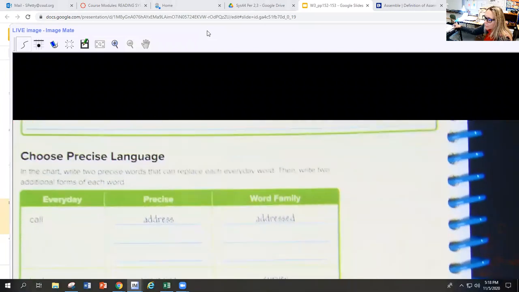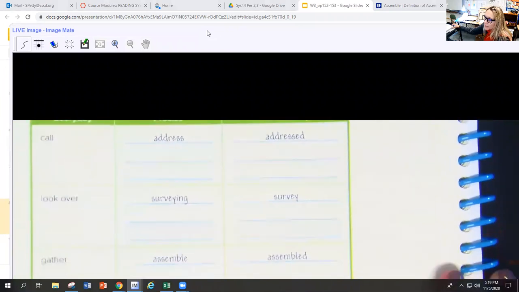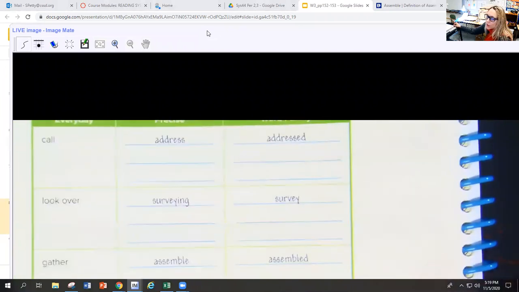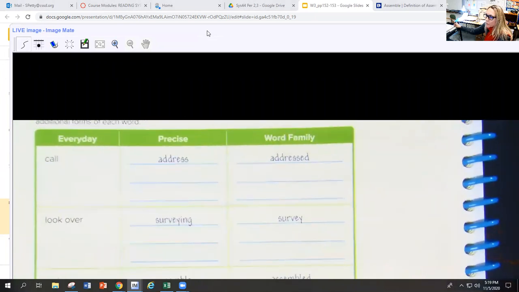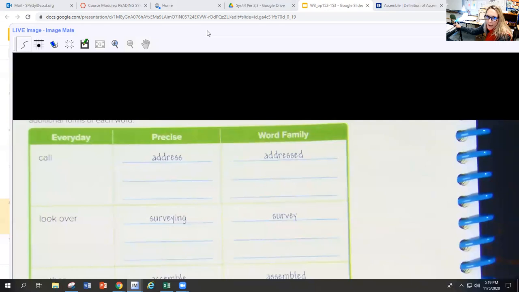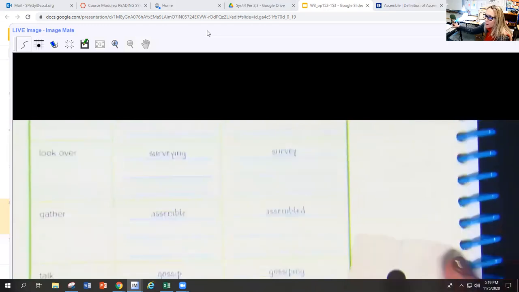At the bottom, the three words they have are call, look over, which is more of a phrase than a word, and gather. The precise word they came up with for call is address, and then the word family, addressed. For look over, the more precise word is survey, surveying. And they did the same for gather. Now I'm going to focus on gather. Oh, and talk, they talk too. You guys know: gossip, spill the tea.